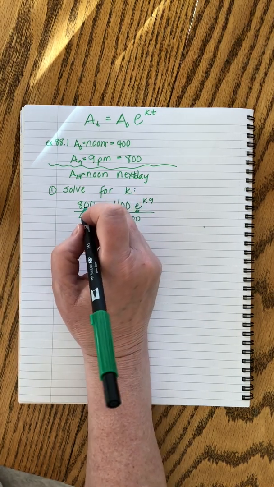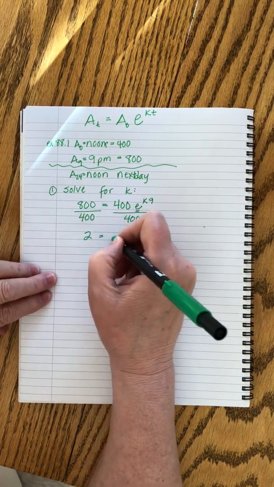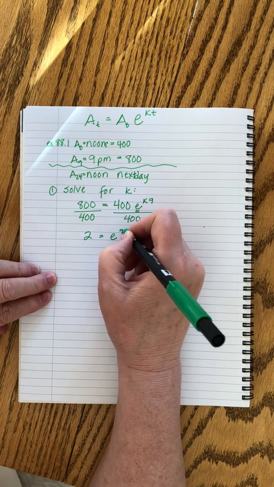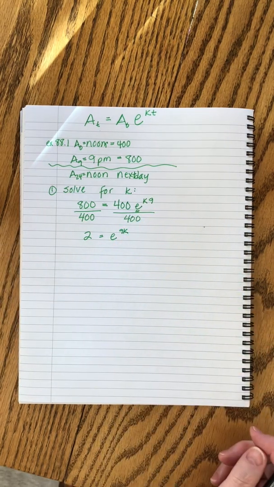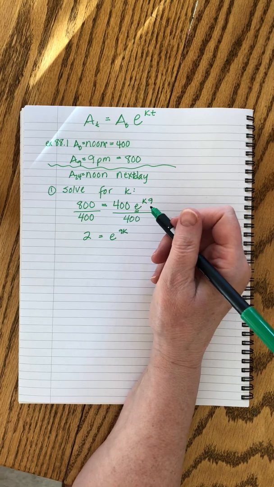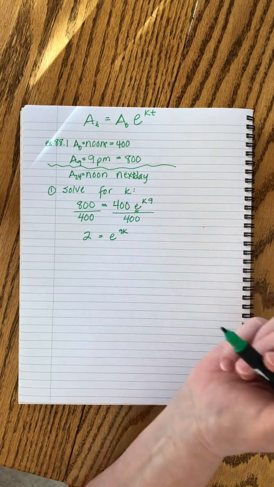And I get 2 is equal to e raised, I'm going to rearrange that order. I'm going to write 9k because that feels, k9, that sounds like a dog to me. And Grace is listening in.